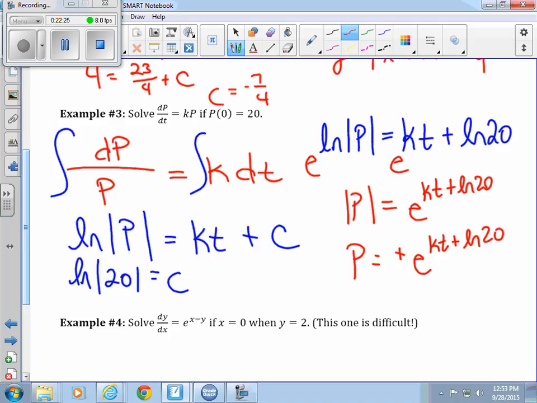There's nothing wrong with this answer. Most of you would stop here. But we're going to do a little more work. When you have an exponential with addition in between, e to the power plus another power, doesn't that really mean that you could break this up to be e to the kt times e to the natural log of 20? Properties of exponents, wouldn't that be the same thing? What is e to the natural log of 20?